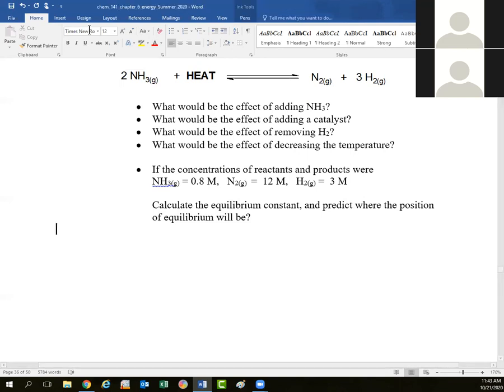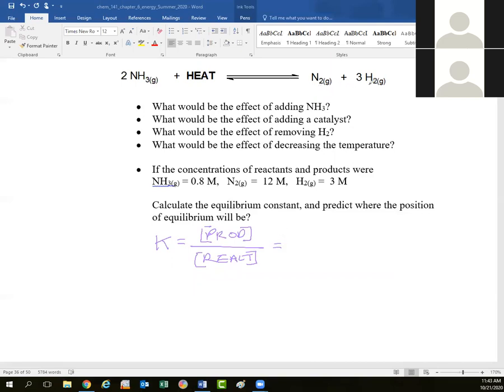So let's see, what color will I choose this time? Important decisions. Let's go with purple.